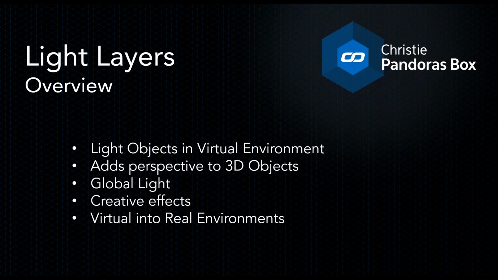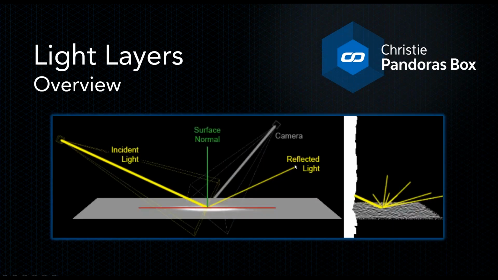We also have a global light, which I'll show you in a little bit. Again, you can use it for creativity, and also for bringing your virtual world into your real environment. It's really helpful in connecting your digital world to your real world. When you have objects moving around on stage, you can also replicate that in your 3D world. We'll get into that in a bit, but let's talk a little bit about this.